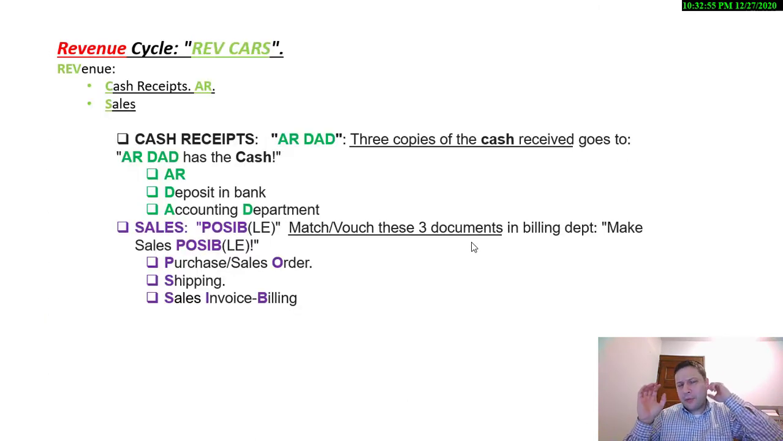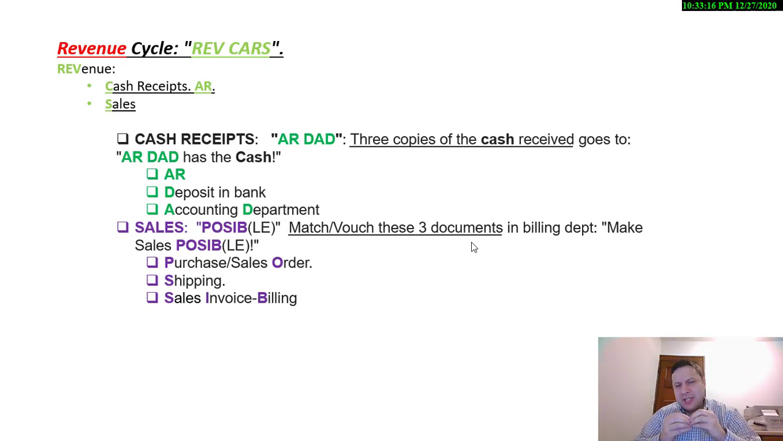Now, I use a mnemonic for the revenue cycle. Revenue, you've got to look at 2 areas: cash receipts, AR, and sales. Rev cars. Revenue cycle, rev cars. Revenue, cash receipts, AR, and sales.